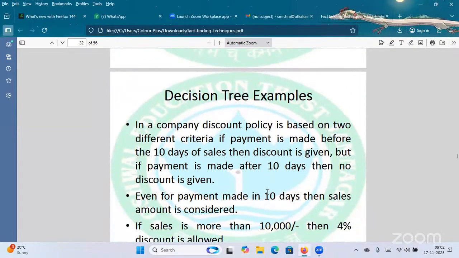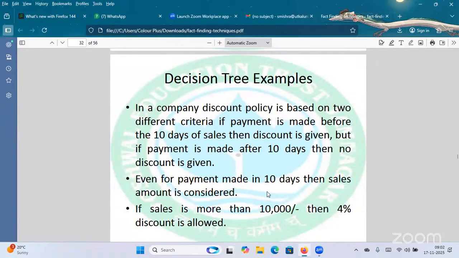Then these are three examples. We will take an example, then it will be better understood by you. So in a company, discount policy is based on two different criteria. If payment is made within 10 days of sales, then discount is given. But if payment is made after 10 days, then no discount is given.